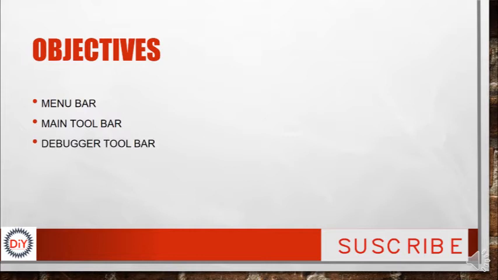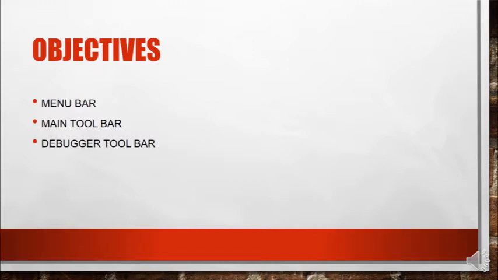And lastly, we're going to talk about the debugger toolbar. This is very important. We have to debug our code. Most often, after writing a lot of code, we have to debug it. So we're going to be using this and some other shortcuts very well as a developer using CodeBlocks.